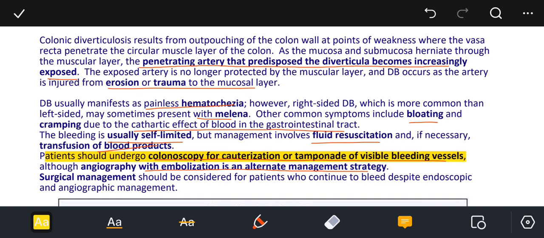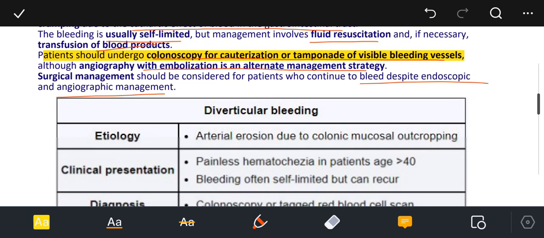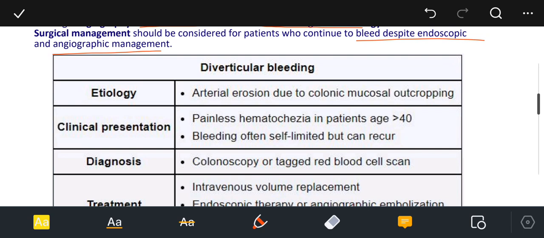Then we go for angiography, but the limitation of angiography is that it only finds the point of leak if there is active bleeding going on. If active bleeding is not currently going on at the time of angiography, it will not be useful to diagnose the diverticular bleeding. Surgical management should be considered for patients who continue to bleed despite endoscopic and angiographic management. The surgical treatment is like the Hartmann's procedure, or maybe we perform a proctocolectomy with ileal pouch-anal anastomosis, something along those lines.